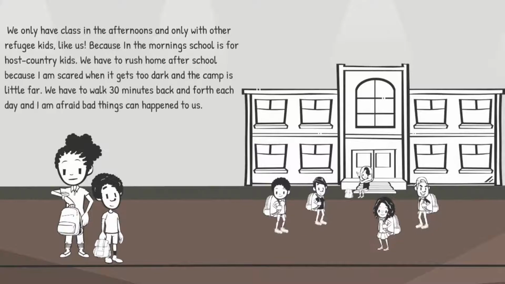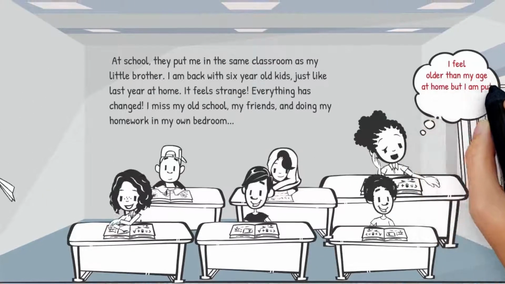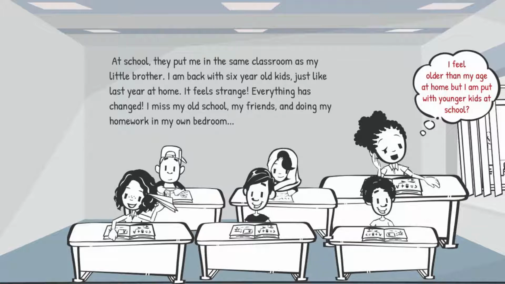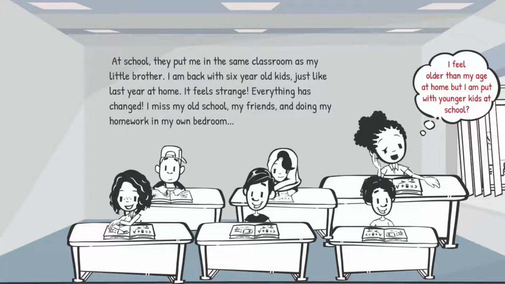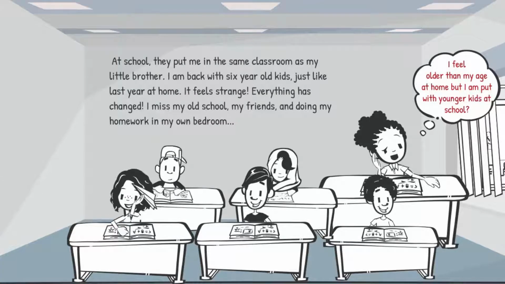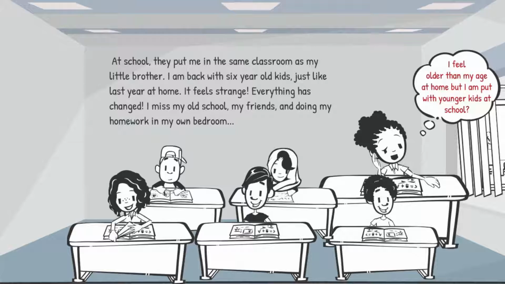We only have class in the afternoons and only with other refugee kids like us, because in the mornings, school is for host country kids. We have to rush home after school because I'm scared when it gets too dark and the camp is a little far. We have to walk 30 minutes back and forth each day, and I'm afraid bad things can happen to us. At school, they put me in the same classroom as my little brother. I'm back with 6-year-old kids, just like last year at home. It feels strange. Everything has changed. I miss my old school, my friends, and doing my homework in my own bedroom. I feel older than my age at home, but I'm put with younger kids at school.